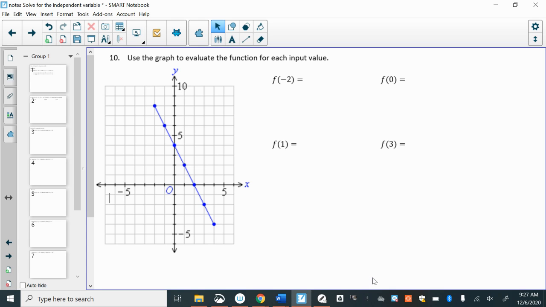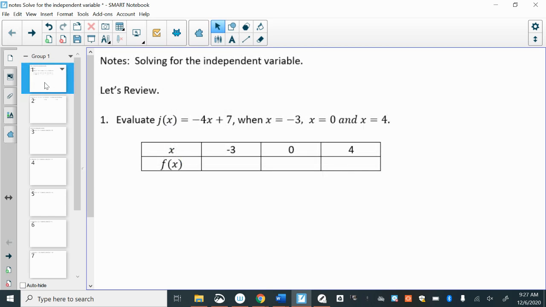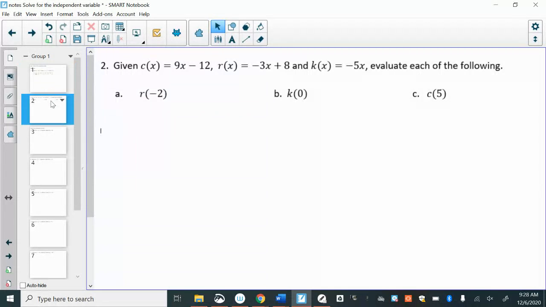All right, guys, so today we are learning about how to find the independent variable. First, I had the kids just do some review from the previous lesson. You can always catch the video over there on that.